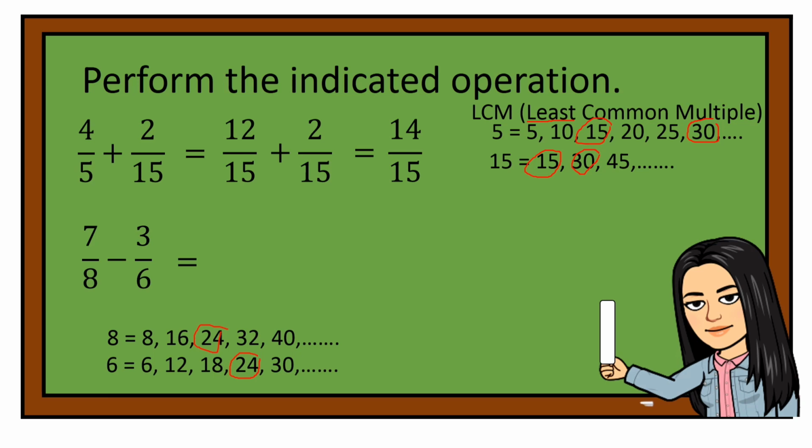Okay, so 24 is considered as the least common denominator. So, we have to write 24 in the denominator, 24 divided by 8 is equal to 3. Then 3 times 7 is equal to 21. Copy the operation, which is subtraction. Next, again, the LCD, which is equal to 24.